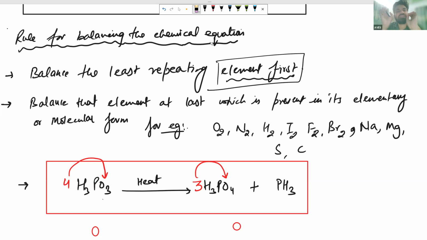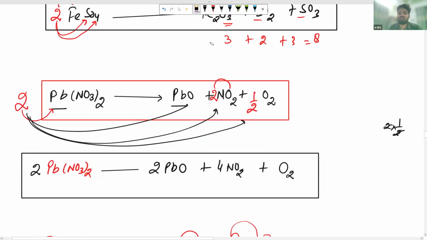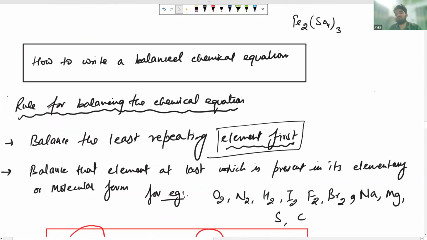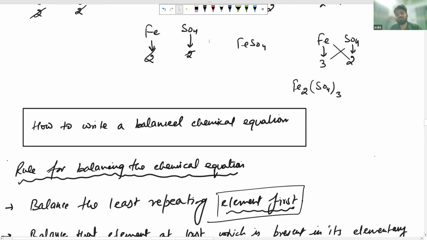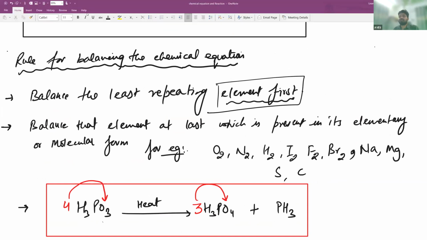If an element is found in its elementary form, like for example here in the next equation I'm going to show you, oxygen is written alone. So if oxygen is written alone, it means you are going to balance that element at the last. Write down these 2 points: rules for balancing the chemical equations, then I'm going to explain clearly what I'm saying here.